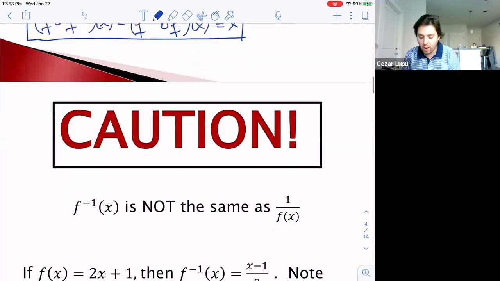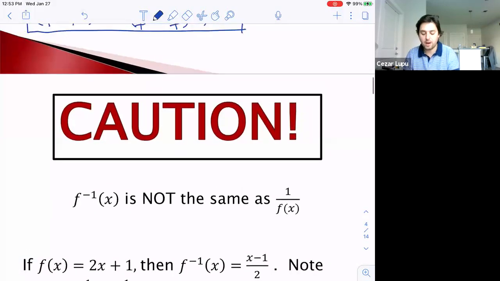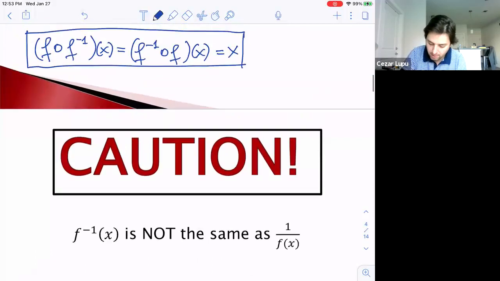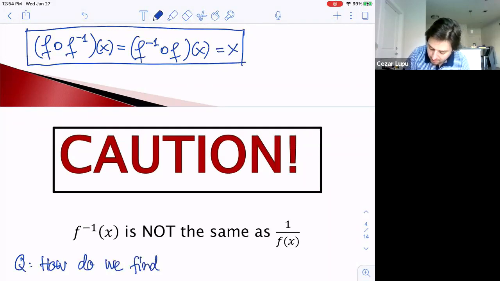All right, and now I would like to give you an example. So the big question is, how do we find the inverse of a function?